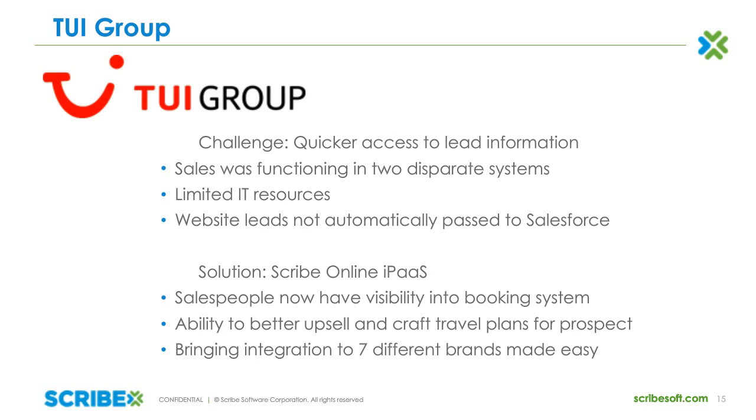So for their solution, they also came to Scribe, and they've now implemented Scribe Online's integration platform as a service. Salespeople now have complete visibility into their booking system. They can now better upsell and craft travel plans for their prospects. Account managers see trips that the customer did in the past, and they can say, hey, thought you might be interested in this trip coming up based on your preferences in the past.